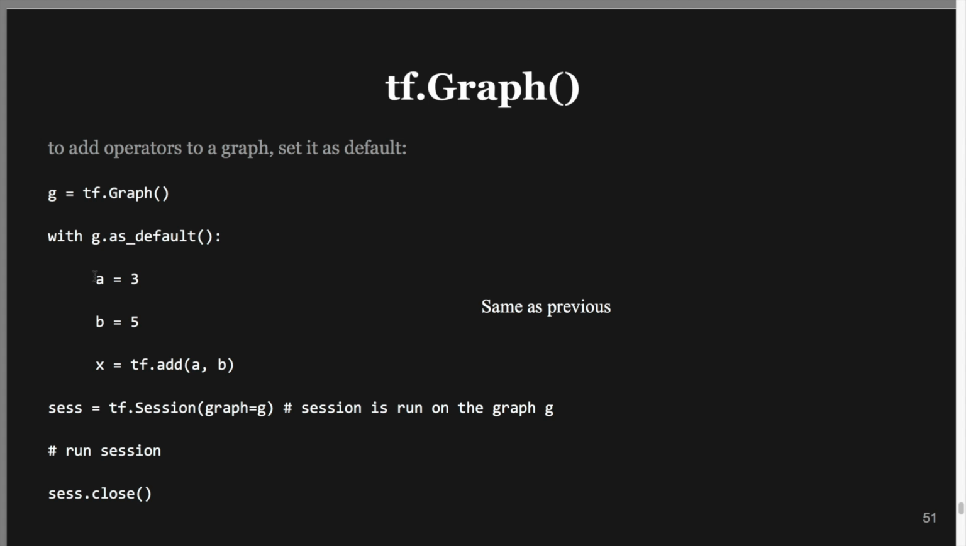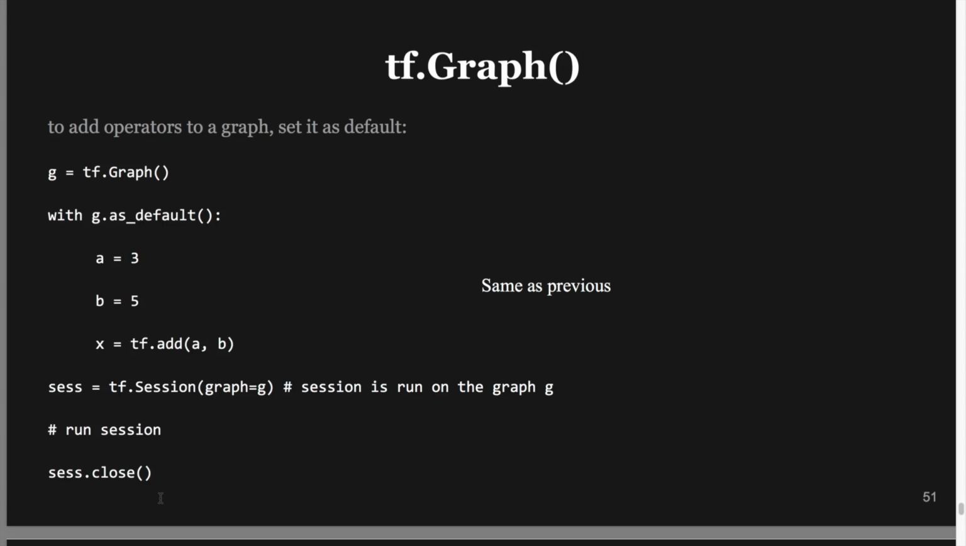So again, another example out here, we instantiate a new graph, set it as default, add some operators out there, a = 3, 5, tf.add(a, b). Now, when you give session = tf.Session(graph=g), this session is going to look at this graph, create the entire execution environment around it, and you can run whatever you want out there, and then you close it.